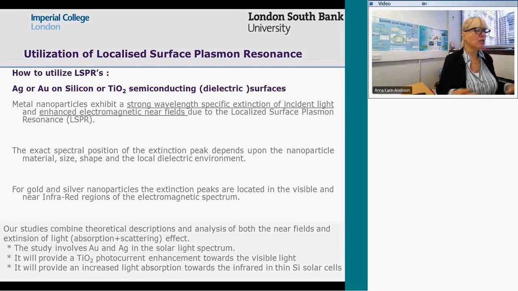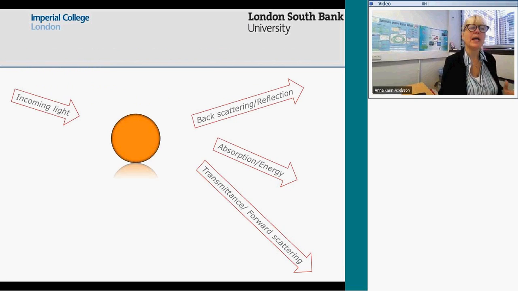The whole study will combine theoretical description of such mechanisms, and we're going to analyze both the near fields and the extinction of light, i.e. the absorption and scattering effects. And then, as I said, we're going to use two different metals and two different semiconductors. In the end, we're going to show the conclusion of how we can improve photo efficiency in two different technologies.